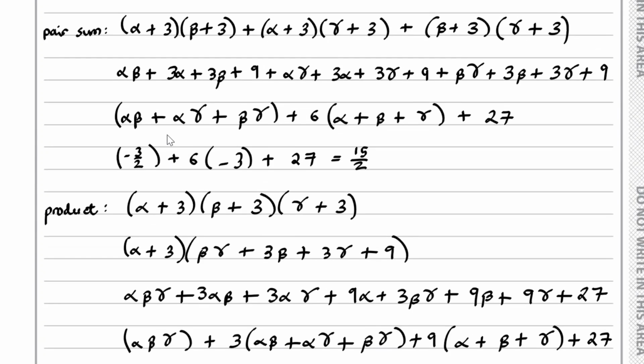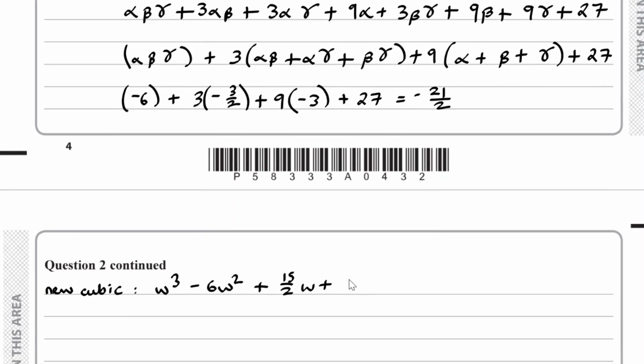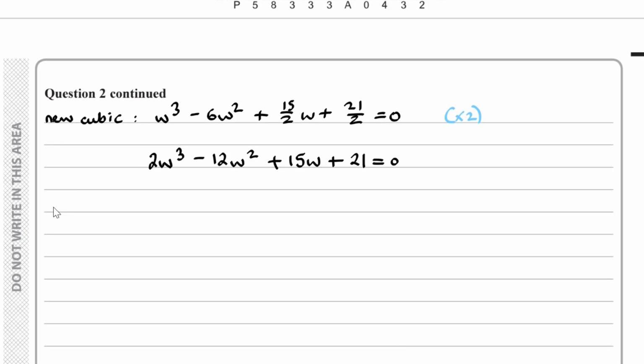Okay, so we leave the pair sum sign as it is, and for the product we reverse the sign, so we add on 21 over 2, and all this obviously is equal to 0. And then if we multiply through by 2, we have 2w cubed minus 12w squared plus 15w plus 21 equals 0. In conclusion, P is equal to 2, Q is equal to minus 12, R is equal to 15, S is equal to 21.